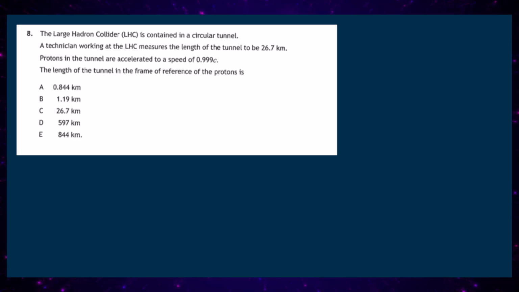The Large Hadron Collider, LHC, is contained in a circular tunnel. A technician working at the LHC measures the length of the tunnel to be 26.7 kilometres. Protons in the tunnel are accelerated to a speed of 0.999 c. And the length of the tunnel in the frame of reference of the protons is, and you get the 5 responses.